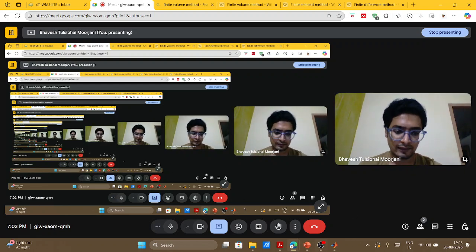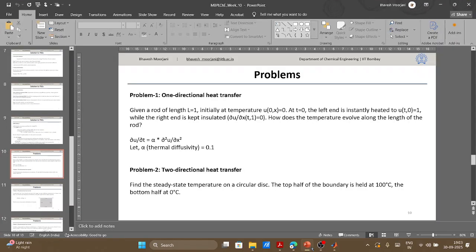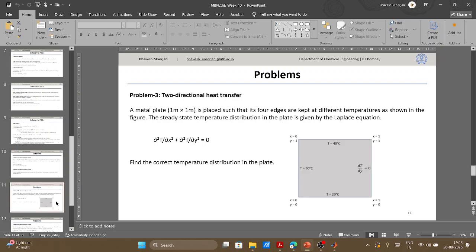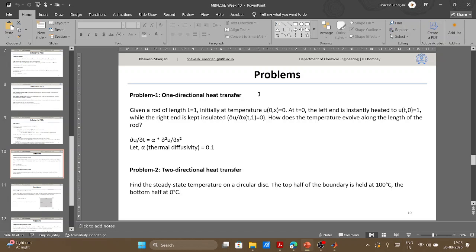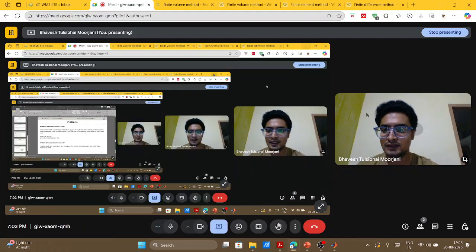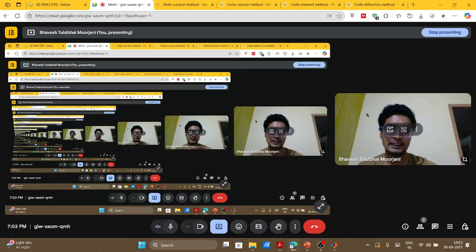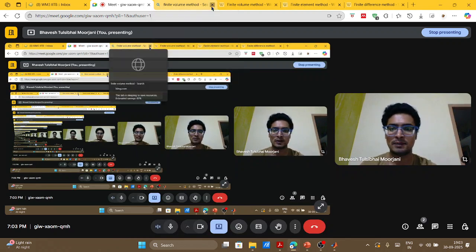Now let us move forward with the second example, which is on a two directional heat transfer problem. And here what we have been asked is, please find the steady state temperature on a circular disc. The top half of the boundary is held at 100 degrees centigrade and the bottom half at 0 degrees centigrade, and that's it. We don't have any other information provided, right? So this is kind of a practice problem to see what will happen in the PDE modeler part.